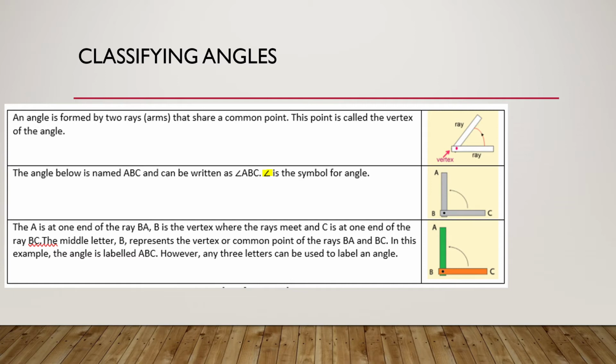The A is at one end of the ray. You can see that just here. The B is the vertex where the rays meet, and C is at the other end of the ray. The middle letter B represents the vertex, or the common point where the rays BA and BC meet. So in this example, the angle is labelled ABC. However, any three letters can be used to label an angle.